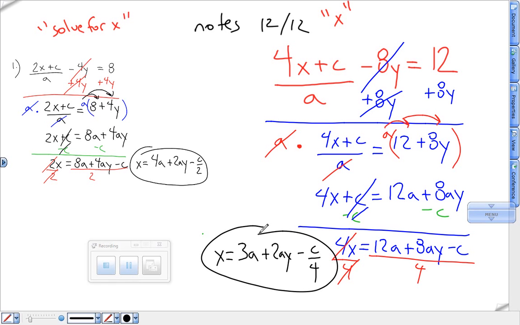Next, I got rid of that dividing by a. The opposite of dividing by a is timesing by a. The a on the left cancels. The a on the right, make sure you distribute that a to the 12 and the 8y.